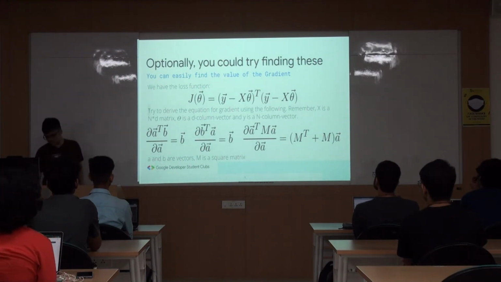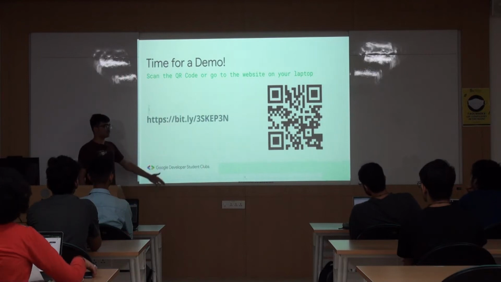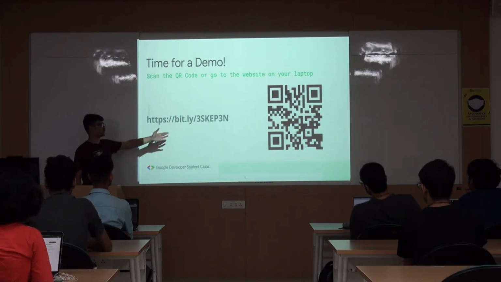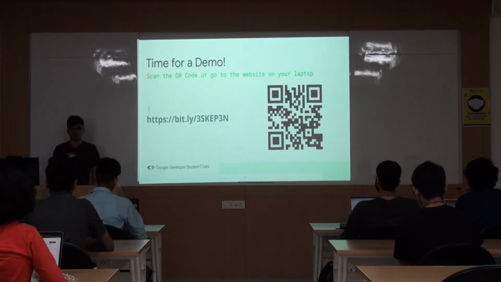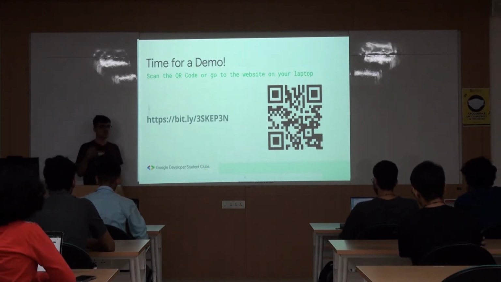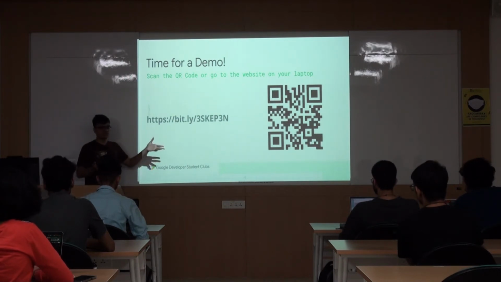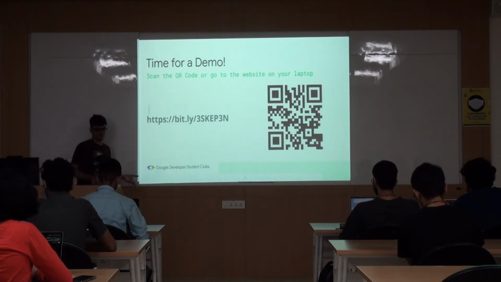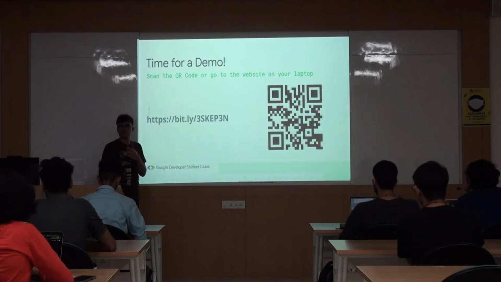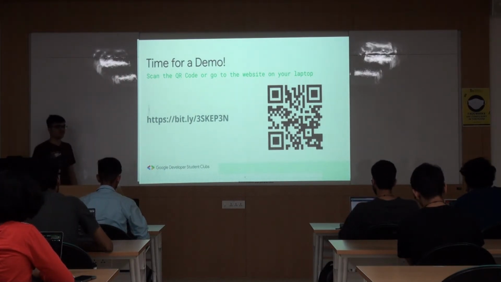First, you can try to attempt the demo. You could scan this or just write it in your browsers. This is a repo on GitHub. You can just download the data files and the demo file and start attempting the gradient descent function. Let me know if you are done, I'll put up the previous slide then.